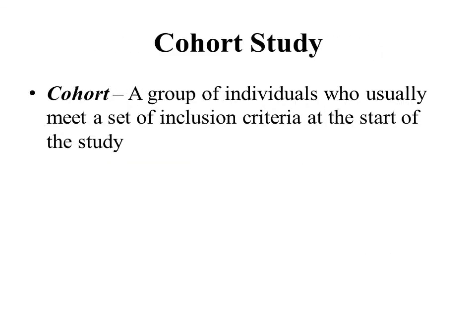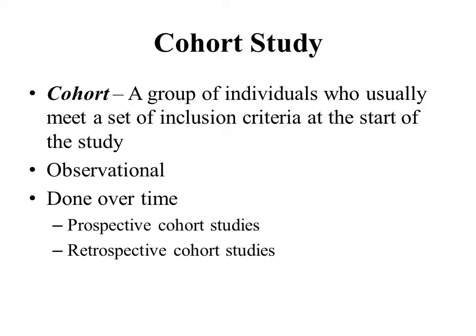In a cohort study, first of all, a cohort is a group of individuals who usually meet a set of inclusion criteria at the start of the study. So they're a group of people with some common trait. Maybe they're all of similar age or the same gender, or in general they meet some sort of inclusion criteria. Cohort studies are observational and they're done over time. So we've got two types, prospective and retrospective cohort studies.